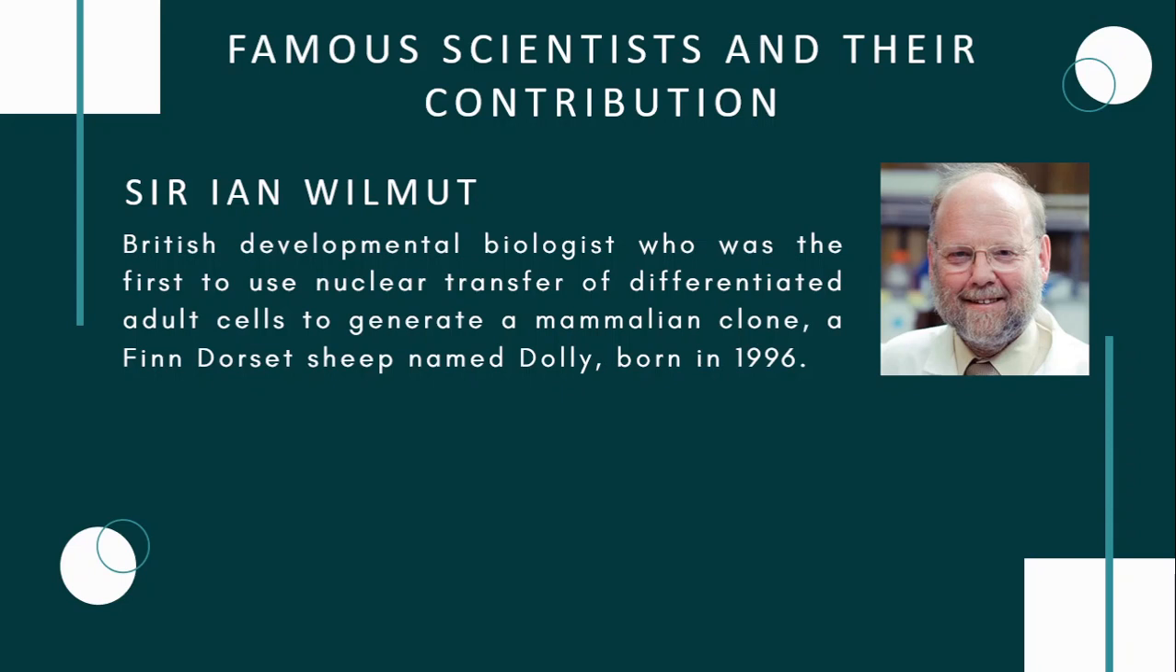Next is Sir Ian Wilmut. He is a British developmental biologist who was the first to use nuclear transfer in a differentiated adult cell to generate a mammalian clone. A thin Dorset sheep named Dolly was born in 1996. So he is the biologist who cloned a sheep called Dolly.